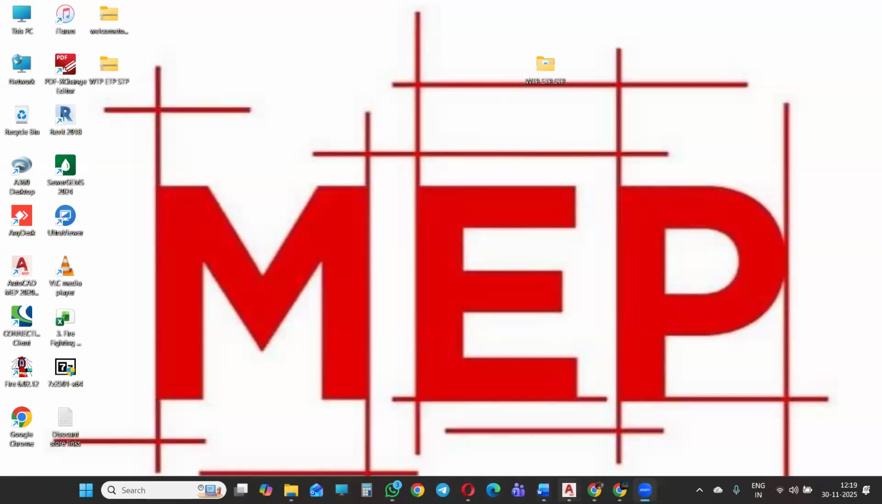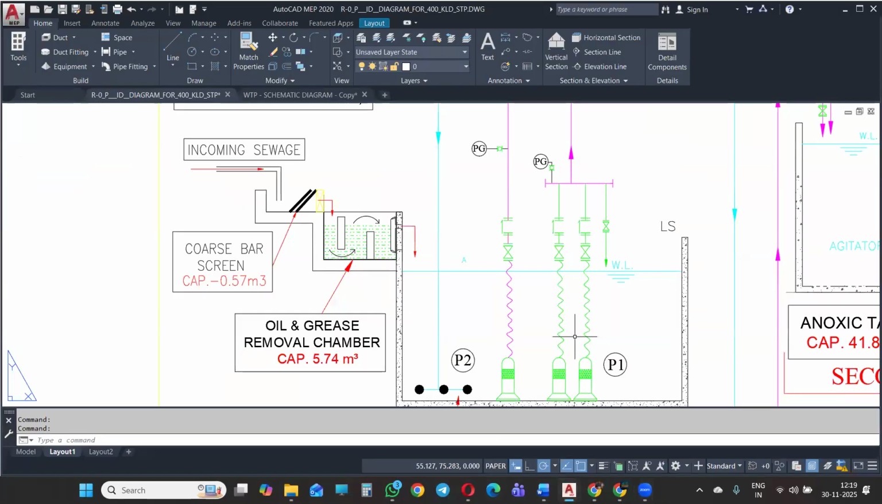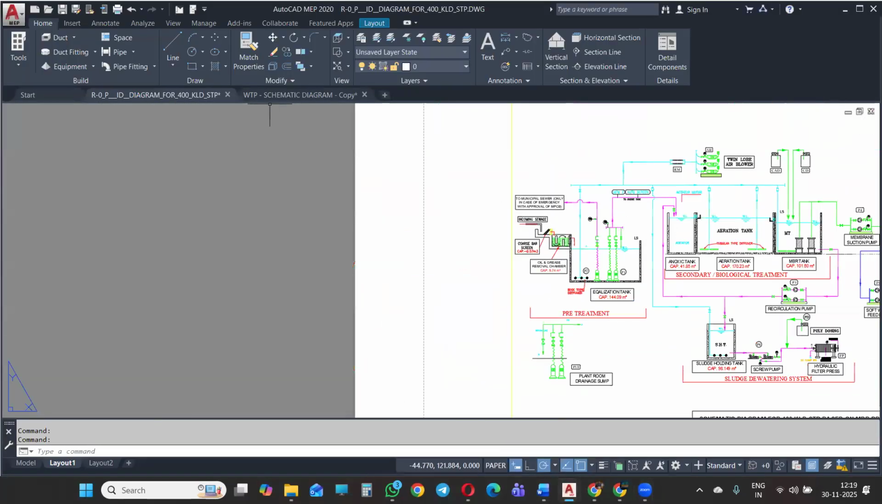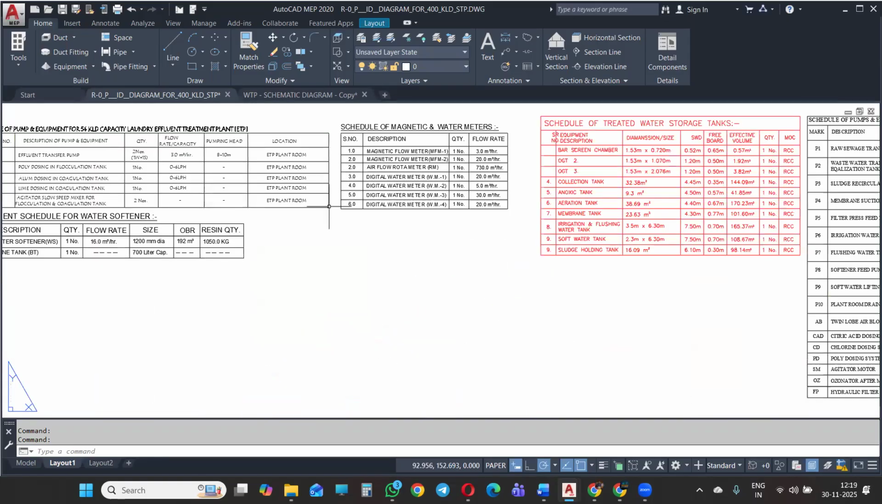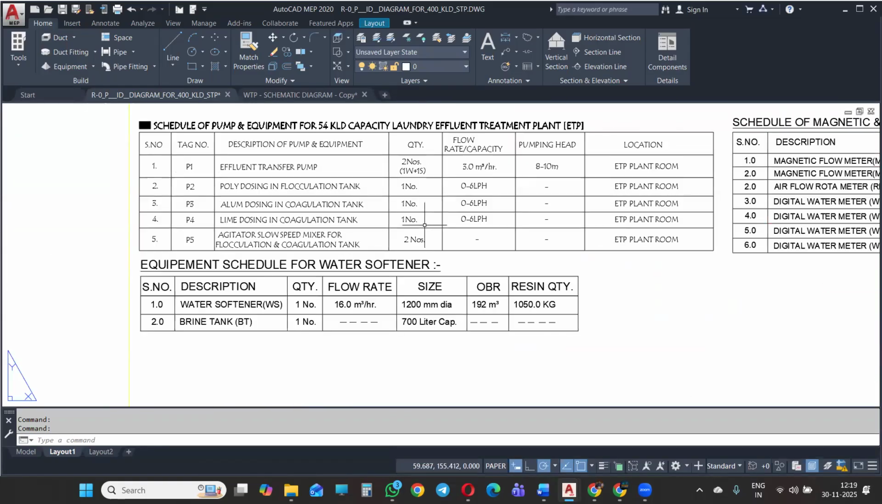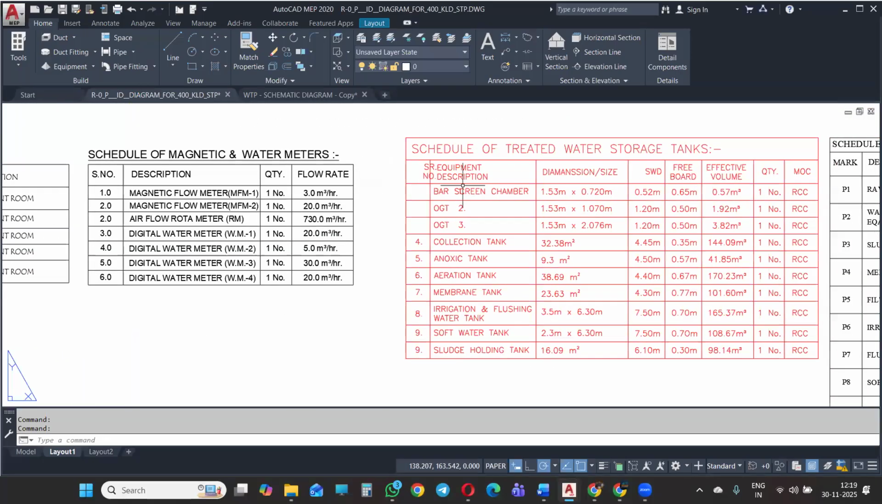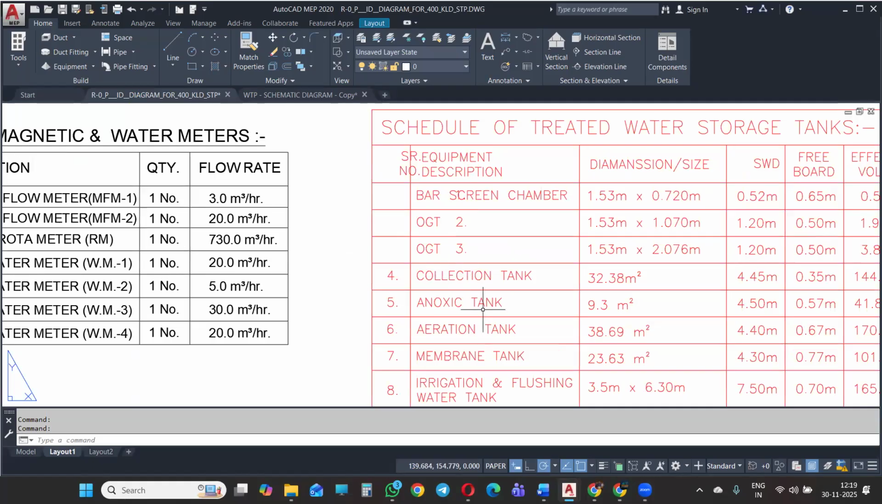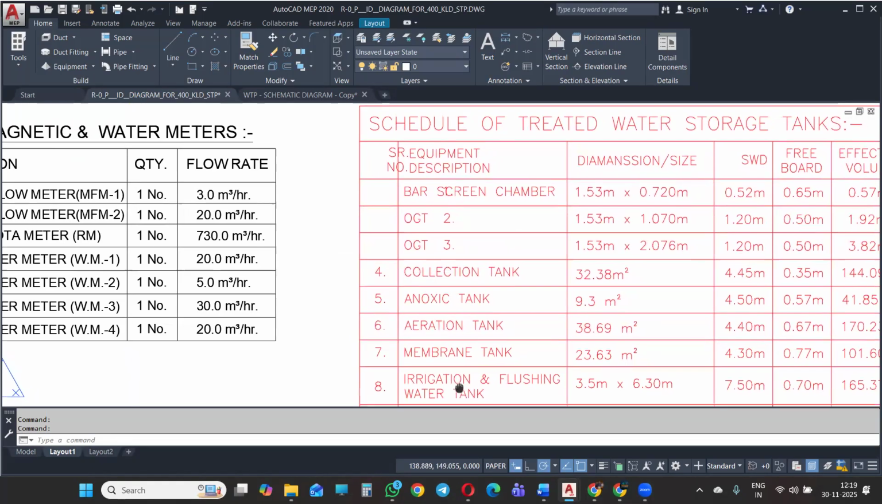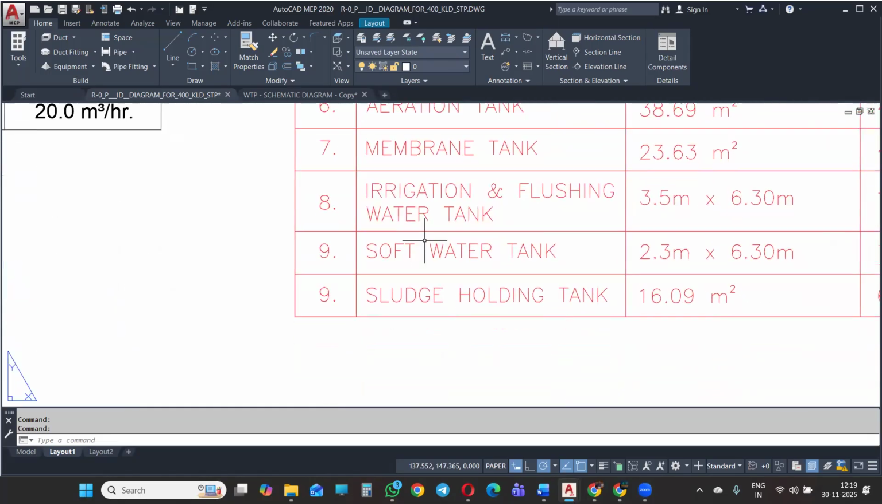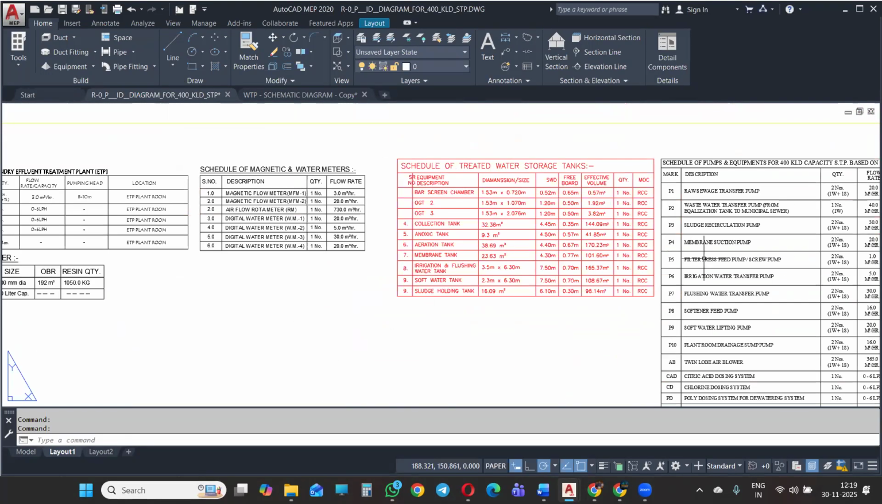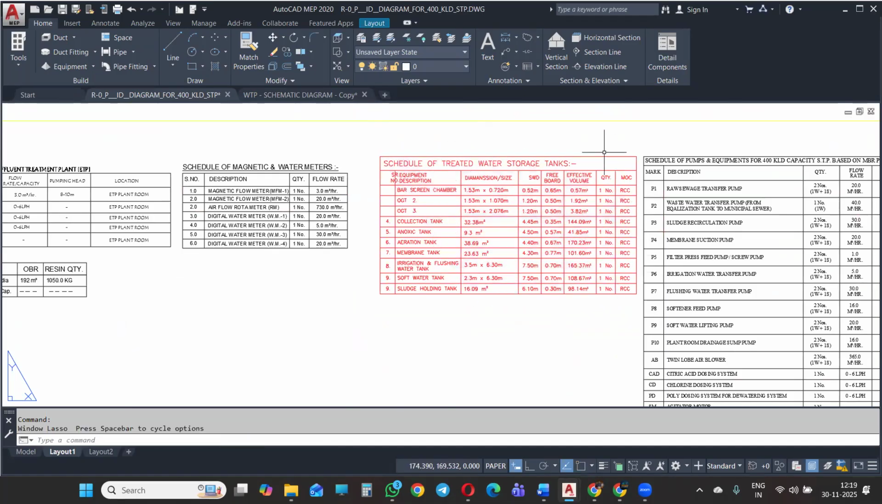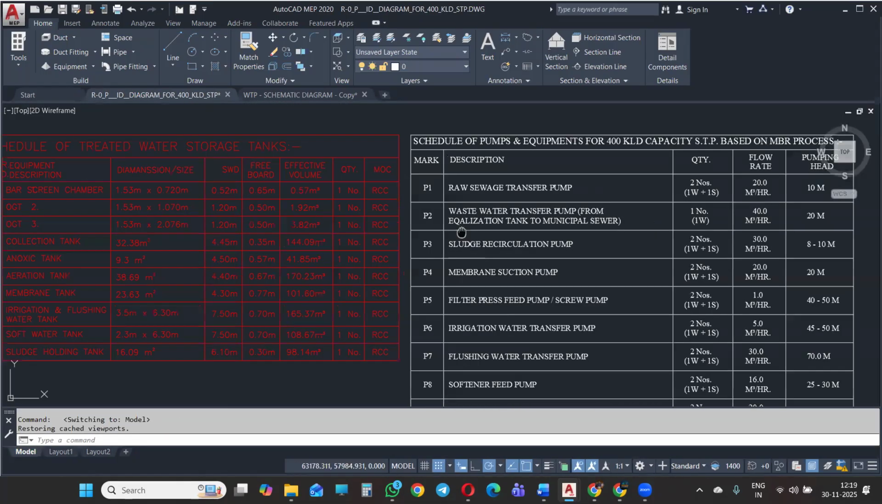Now, if you open any kind of STP drawing, for example the STP drawing, RO diagram, whatever calculation you are doing, you will put here. Bar screen chamber, collection tank, equalization tank, irrigation tank, membrane tank, irrigation and flushing tank, softener water tank, sludge tank. Whatever you are seeing here, this schedule, we have to calculate. Okay, one minute, I will go into the model.